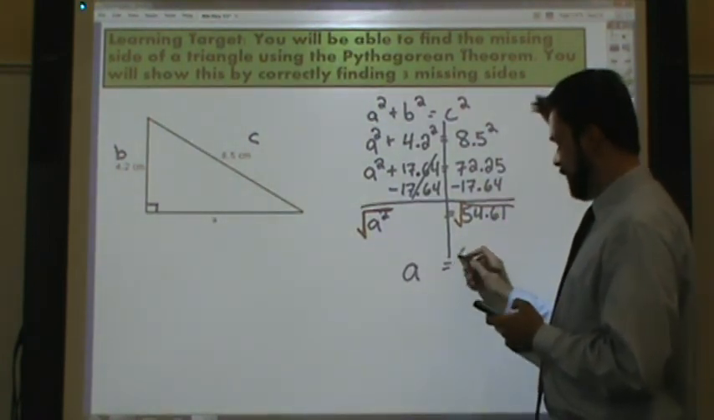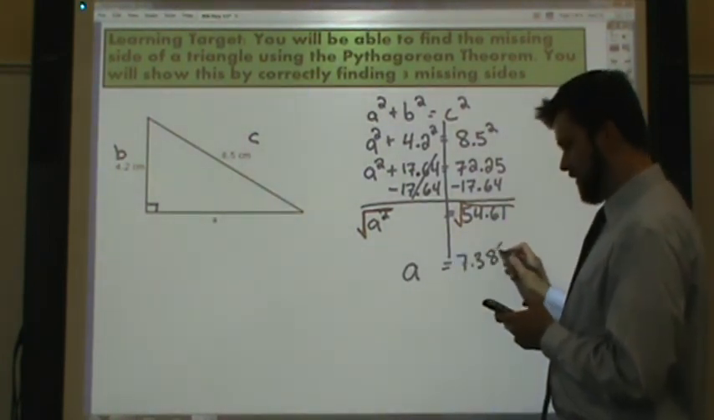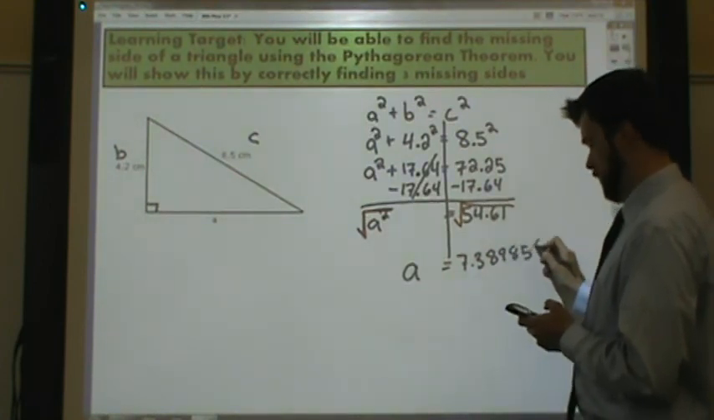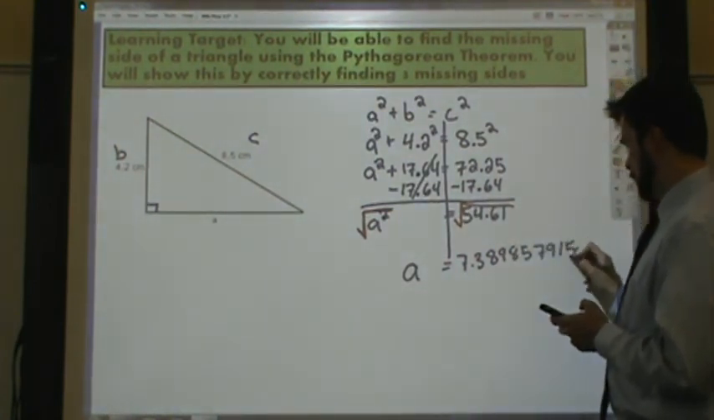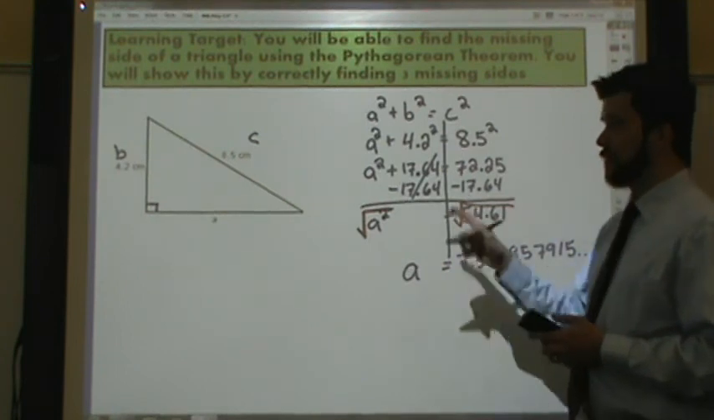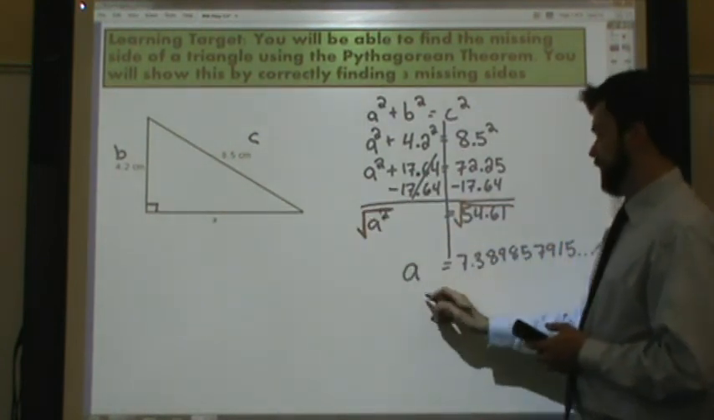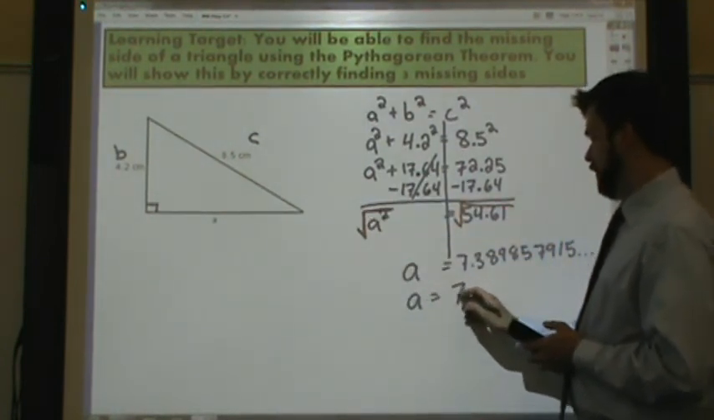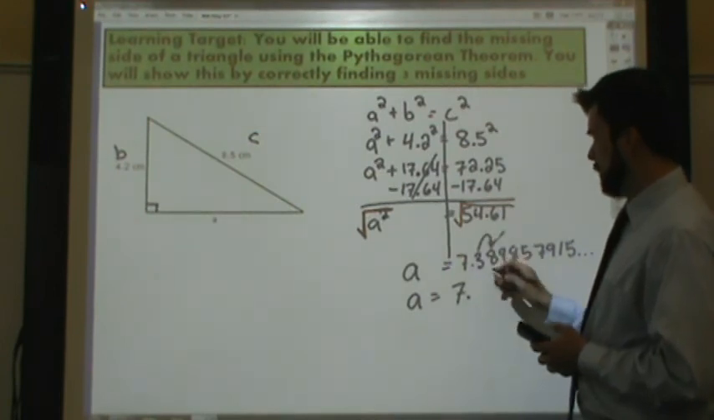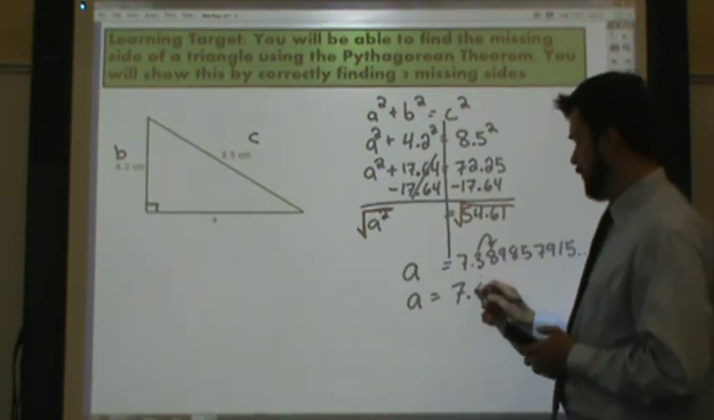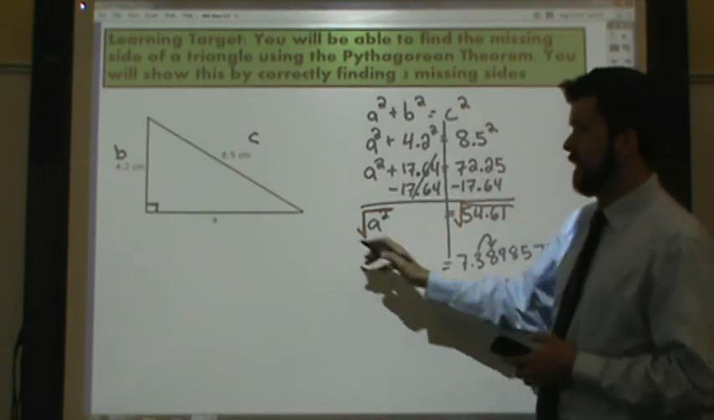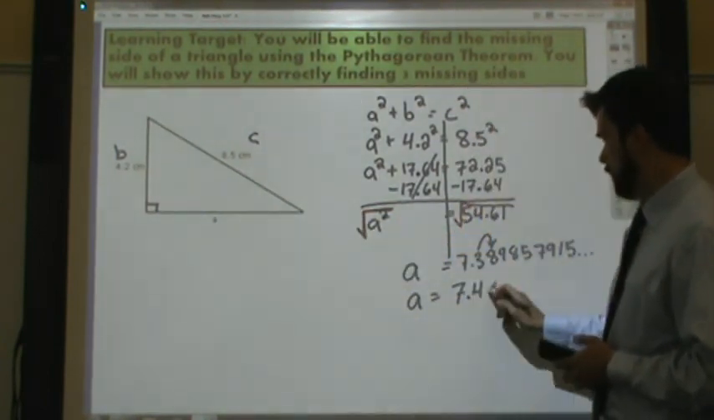And then taking the square root of this, I'm going to write down everything I see, and then I'm going to come back and round. So since those are both to the tenths, I'd like to round this one to the tenth as well. I look one number behind it, because that is 5 or larger, I'm going to round up, 7.4, and then using my units of centimeters.